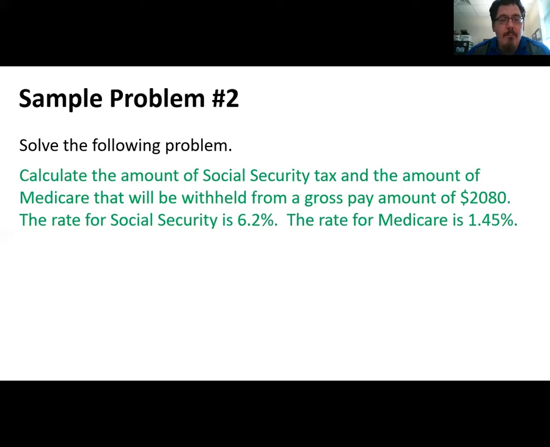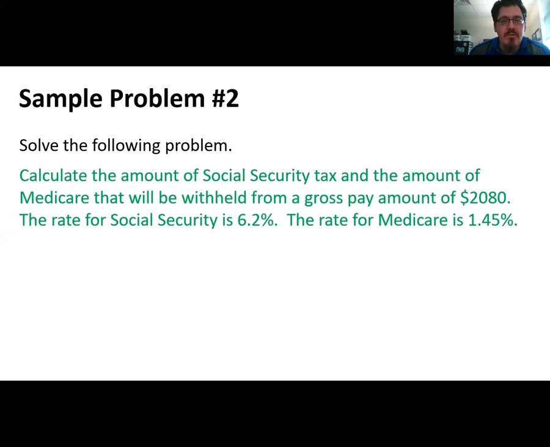Okay? Medicare, the rate is 1.45%. So again, the same kind of procedure, they're going to take 1.45% of your gross pay, and that determines how much they're going to take out of your paycheck to put towards Medicare.